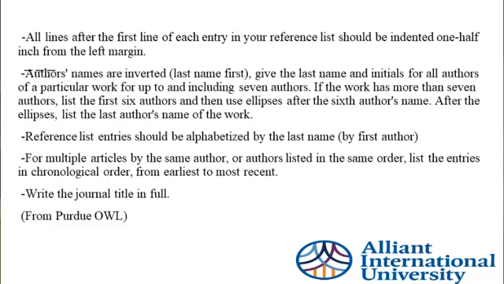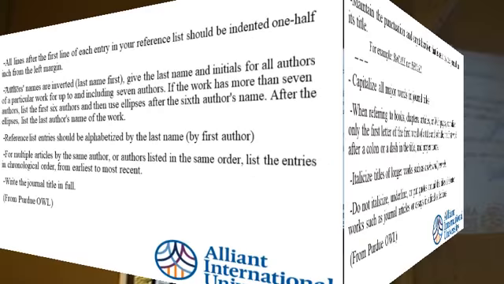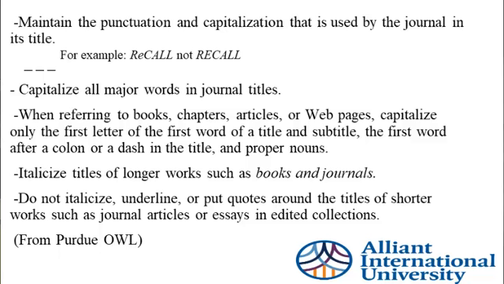So some of these tips and guidelines are from Purdue OWL, which is a resource, again, we'll talk about later. So you want to maintain the punctuation and capitalization that is used by the journal. So for example, if the journal is written as capital R, lowercase e, and then all in capital letters, you want to maintain exactly what they have. And you'll also want to capitalize all major words in journal titles, as compared to the title of an article where you would only capitalize the first letter of the first word of the title.